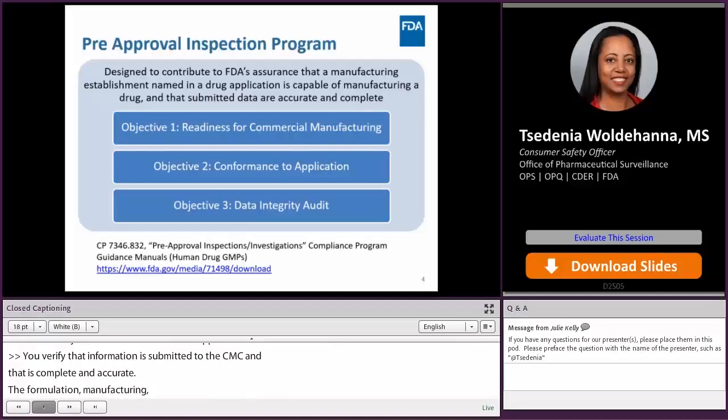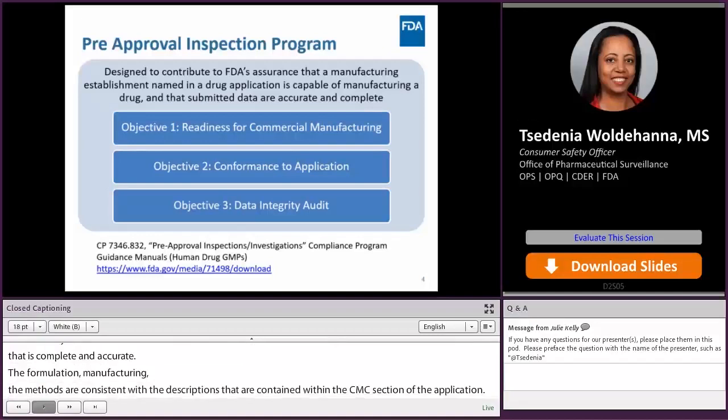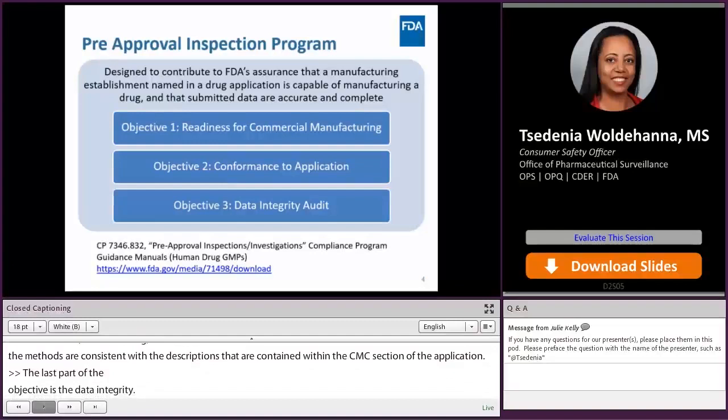The last objective is data integrity, and just like the name suggests, this is to review that the raw data, both hard copy and electronic, are authentic and true, and that data submitted in the CMC section of the applications can be trusted by product reviewers, that they can rely on this information to make their determination on the application.